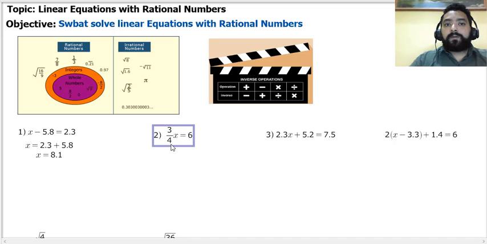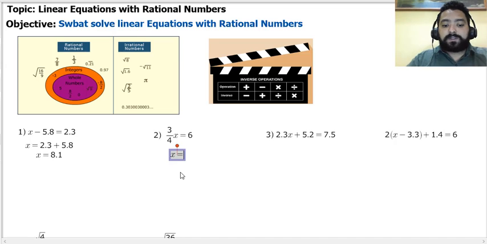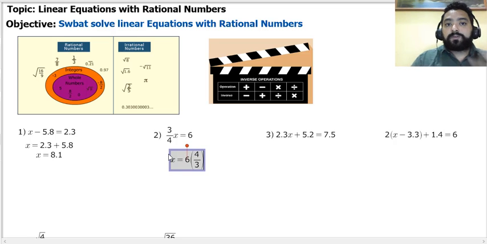Here we have 3/4. Remember, rational numbers can be fractions. In this case, we have 3/4 x equals 6. So we are going to use the reciprocal. We multiply the 6 by the reciprocal of 3/4, that is 4/3. Remember, basically the reciprocal means to switch the numerator with the denominator and the denominator with the numerator. Then you're going to have x equals 6 times 4/3.